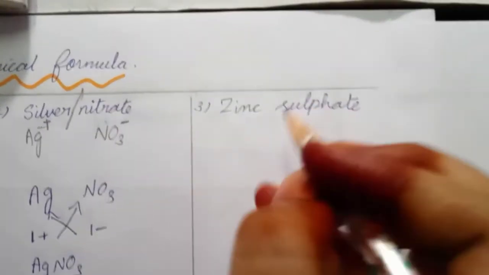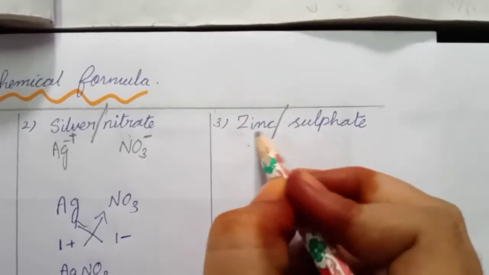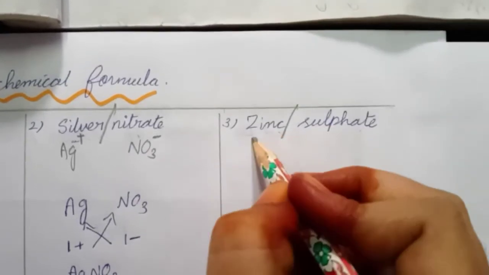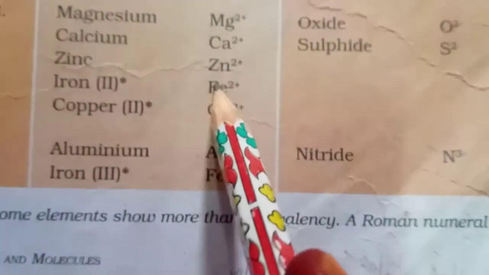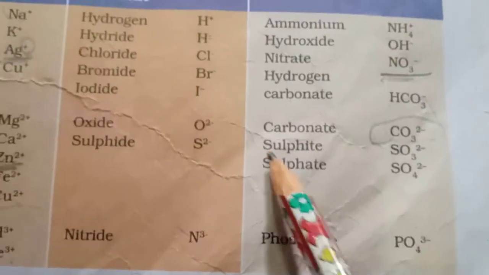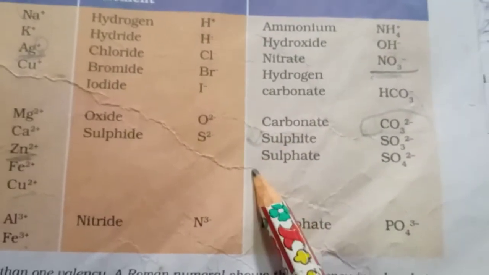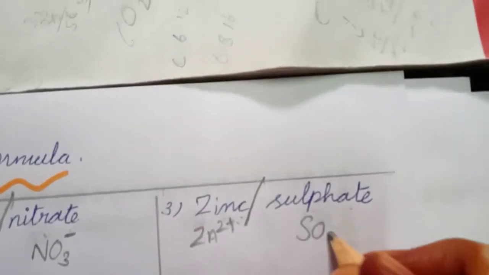Next, zinc sulfate. Split it using the pencil into zinc and sulfate. First is a positive ion, second is a negative ion. So first is always the metal. What is the symbol for zinc? Zn2+. Right here, near the name, you write it. Sulfate, what is that? Here it is sulfate, not sulfide. So SO4 2-. By using pencil you can write it.